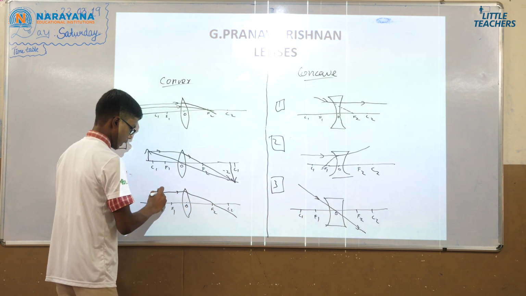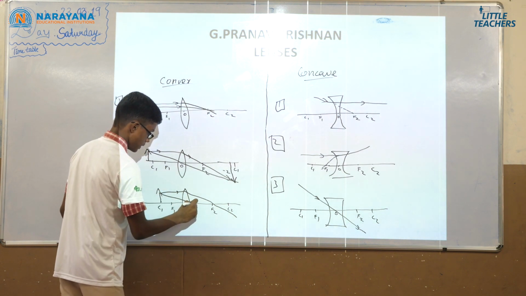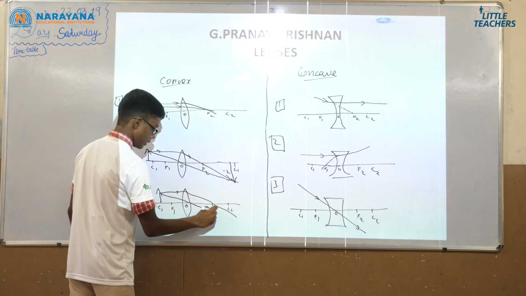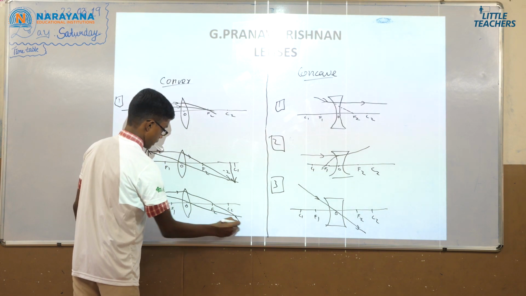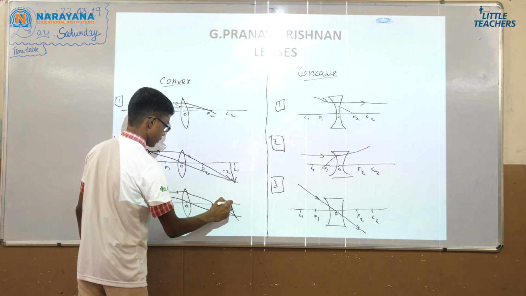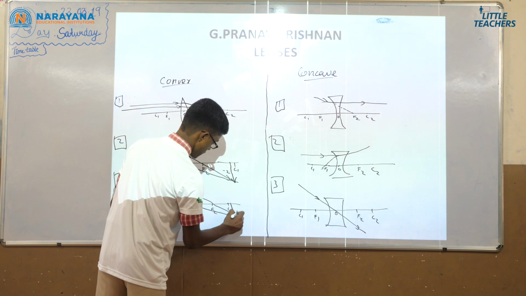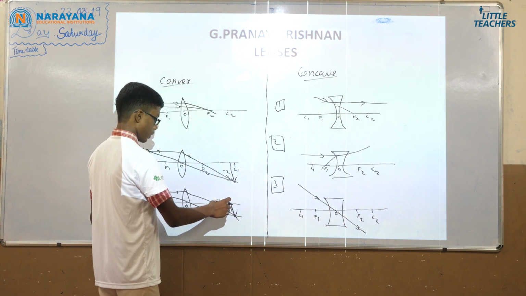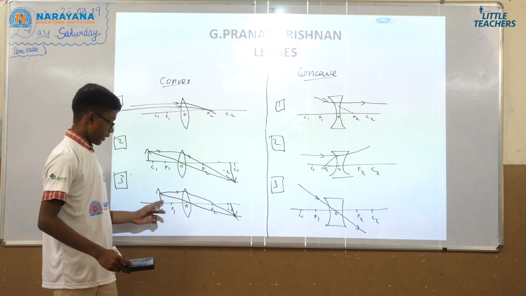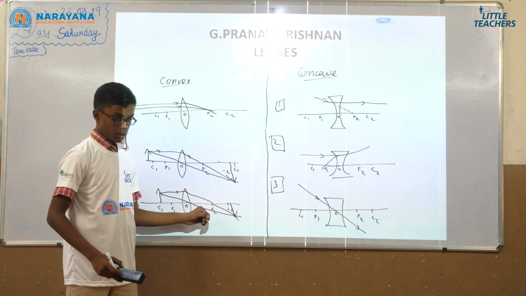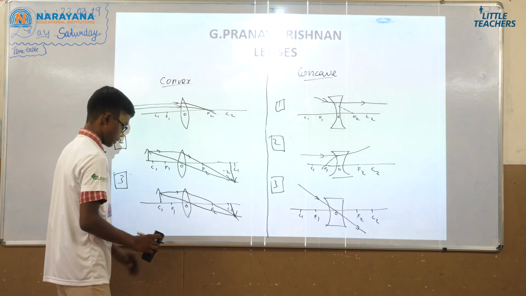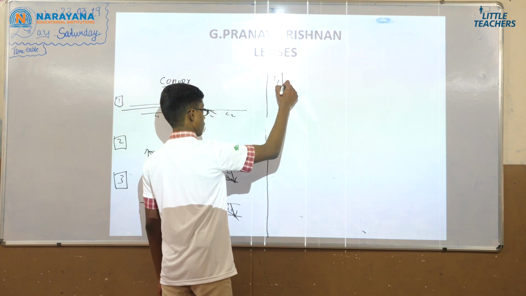Now consider another ray which is incident through the optical center. This ray goes and meets the other refracted ray at a point. So the image is formed here. This image is formed on the center of curvature 2, where the size of the image is directly equal to the size of the object, and not only that, the image is real and inverted. Now let's move this object a bit closer. Now let's go for the fourth type.